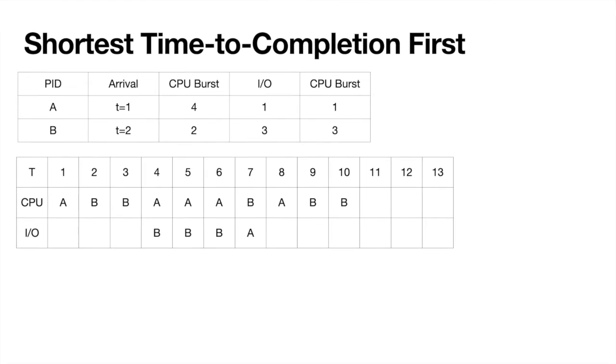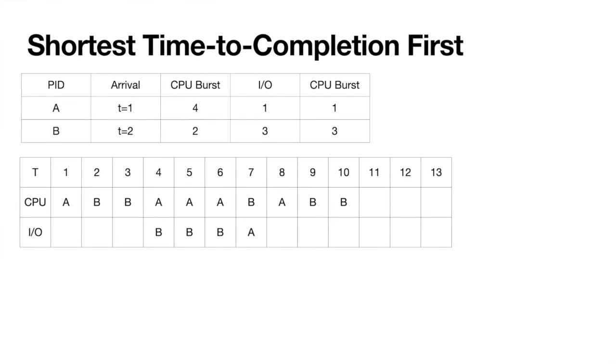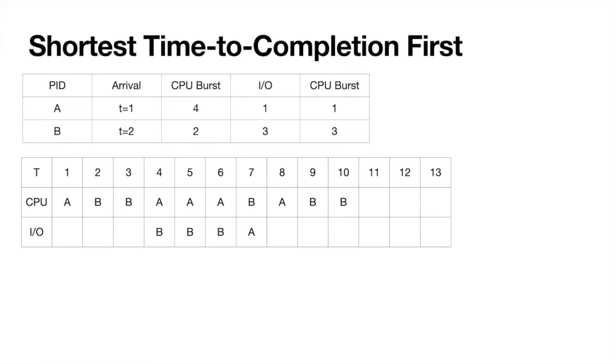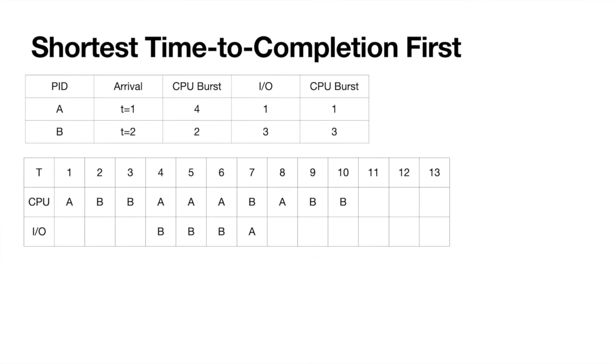At t equals 8, A will finish its I/O. Since it only has 1 second till completion, it will be scheduled. At t equals 9, A finishes and B is scheduled again. And at t equals 10, all tasks finish.